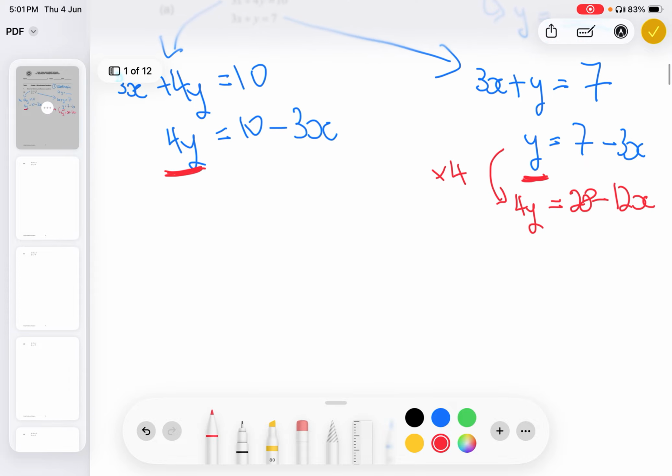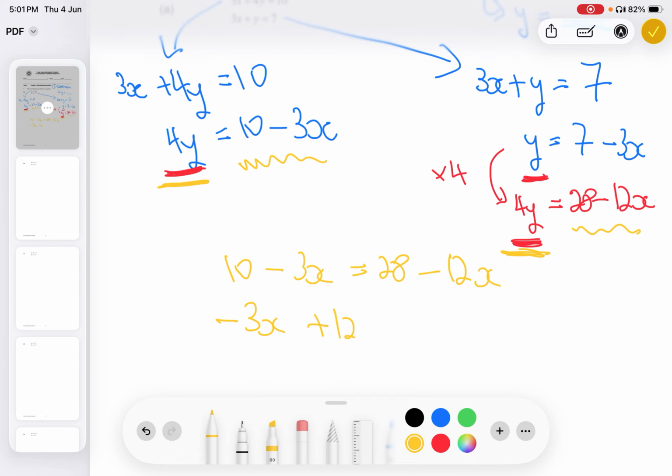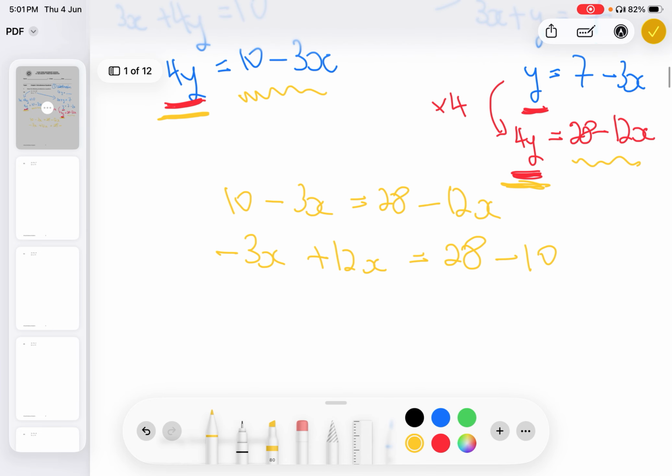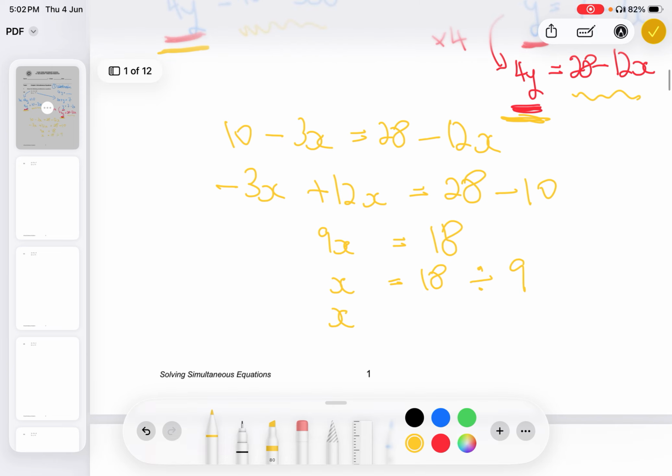Now you see these two are the same. They are both 4y. So this part is equal to this part: 10 minus 3x equals 28 minus 12x. Then over here we solve for x. I bring the 12x over, I write the 28 first, I bring the 10 over. Then I solve for this with the calculator. Then this one I bring over is divide: 18 divided by 9. So x equals 2.